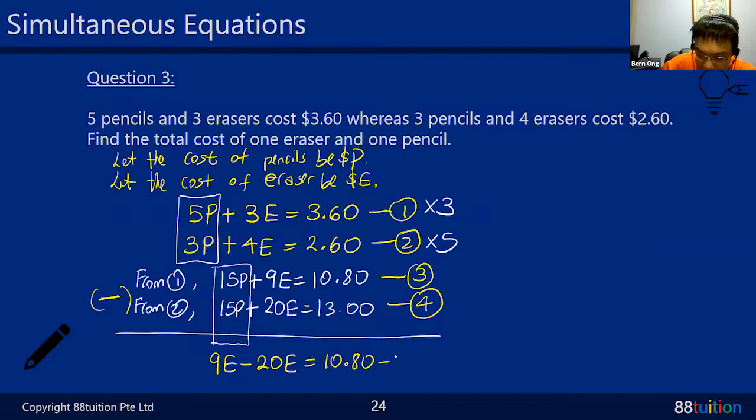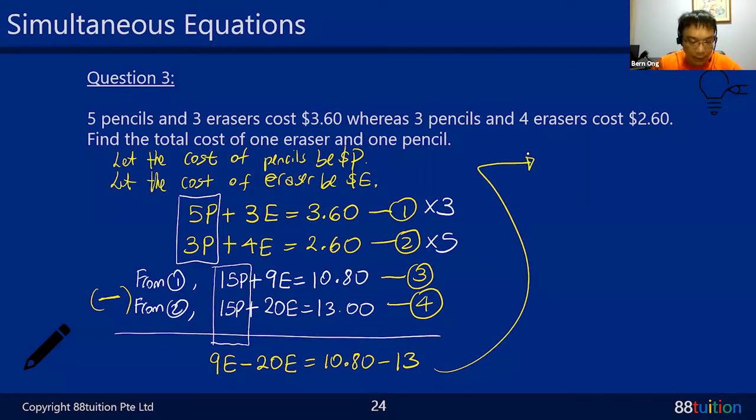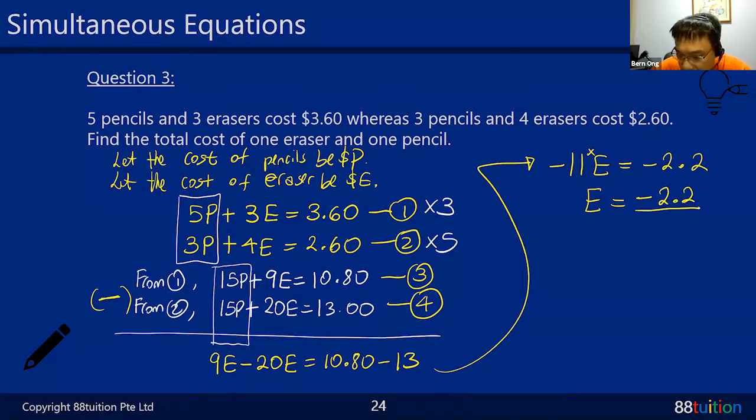$10.80 minus the $13. All right, I will get a negative number. It's okay. So what is 9 minus 20? That will give you a negative 11e. Negative number. It's okay. $10.80 minus 13 will give you a negative 2.2. You're looking for E, right? So what must you do? E is equal to, down here is a multiplication. If you bring across, it's a division. Negative 2.2 divided by negative 11. All right, and that should give you an answer of 0.2. So E is 20 cents, 0.20.